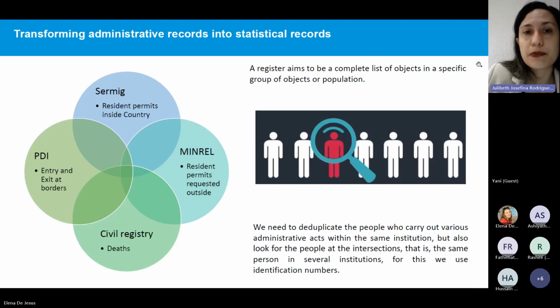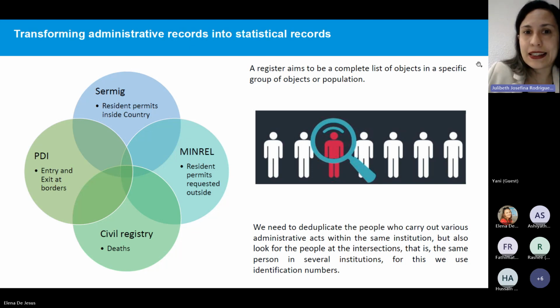So speaking a little bit more about administrative records, I think it is important for this course to emphasize this definition: a register aims to be a complete list of objects in a specific group of objects or population. So we need to transform an administrative record into a statistical record. And for that, we need identities.